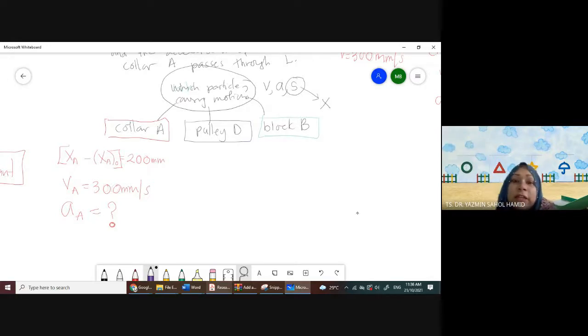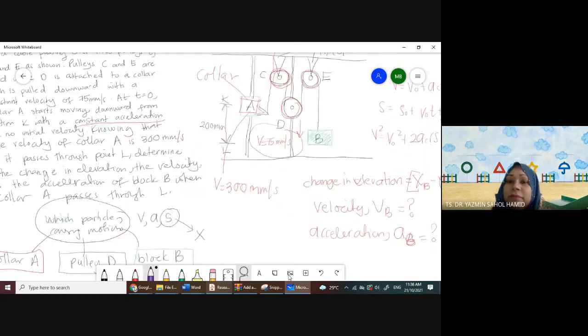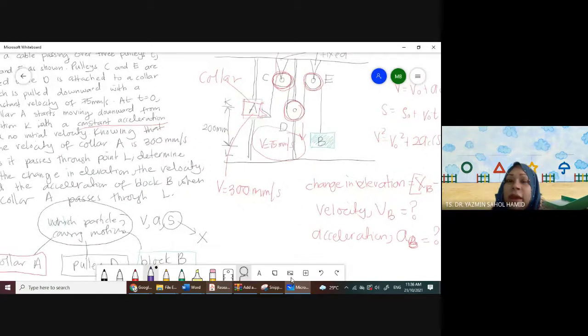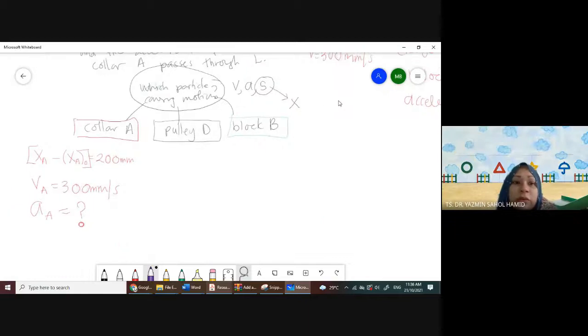Okay, now tell me what information you have for pulley D. Do you have the change in position for pulley D, this pulley, the color purple? Do you have that one? No. So this one, we do not have that value. XD minus XD naught, this is something we do not have.